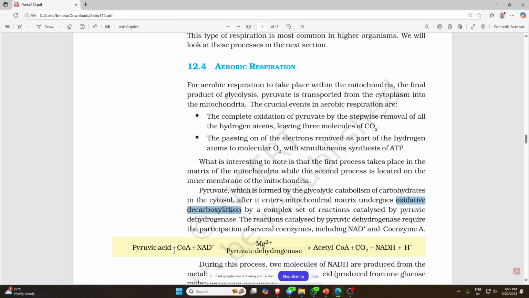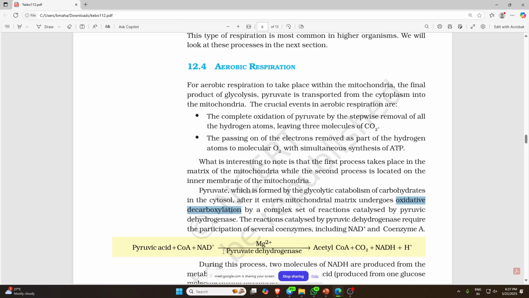Okay, so pyruvic acid and coenzyme, okay, are oxidized in the presence of pyruvate dehydrogenase. Acetyl coenzyme A is formed and carbon dioxide is released. Now see what happens. This 3-carbon compound is converted to a 2-carbon compound and there is a carbon dioxide release over here. Now 1 carbon dioxide is released.